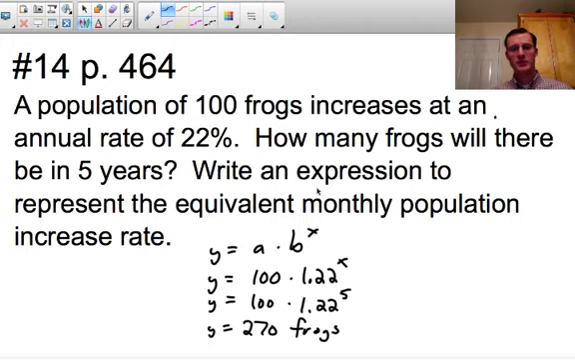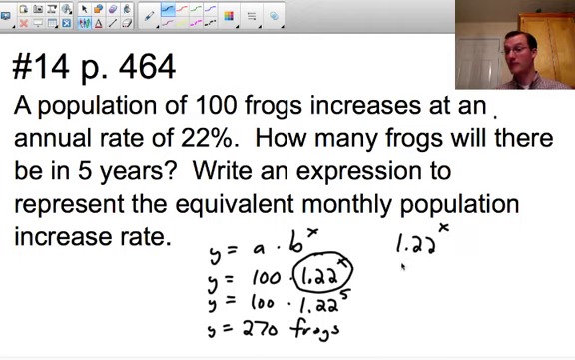Now write an expression to represent the equivalent monthly population increase. Well, to do that, we're going to take this part here, and we're just going to figure out for the month. So we're focused on monthly population increase. Well, 122% or 1 and 22 hundredths to the x, that's in terms of years.